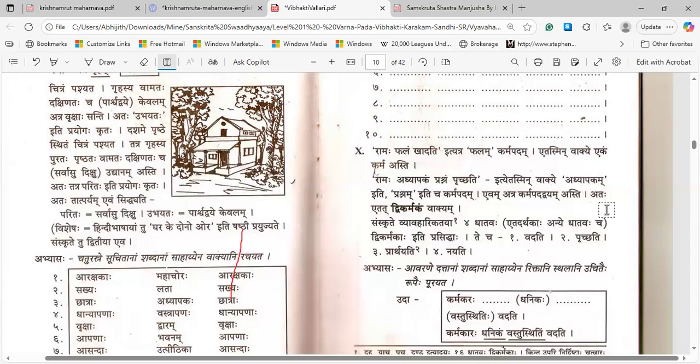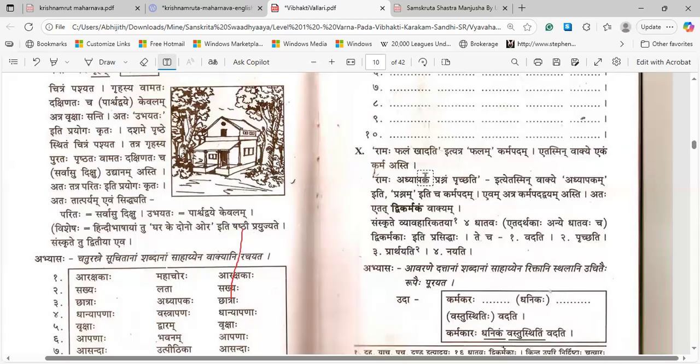For example, the next exercise: Ramaha adhyapakam prashnam pritchati. Here the kriya pada is indicated by one particular dhatu. So whenever there is such a dhatu, among the 16 dhatus, it can accommodate more than one karma pada. But we don't use all the 16 dhatus continuously; we don't have that in practice. We use four most of the times, in terms of conversation.